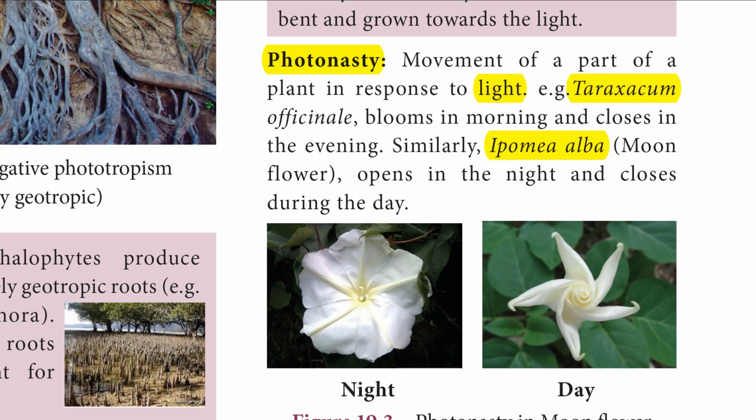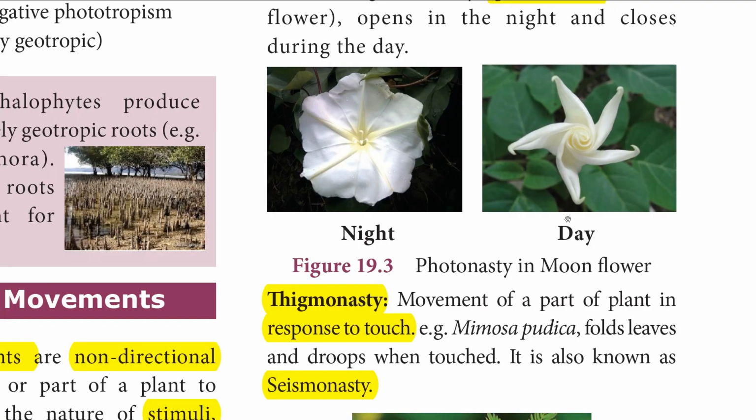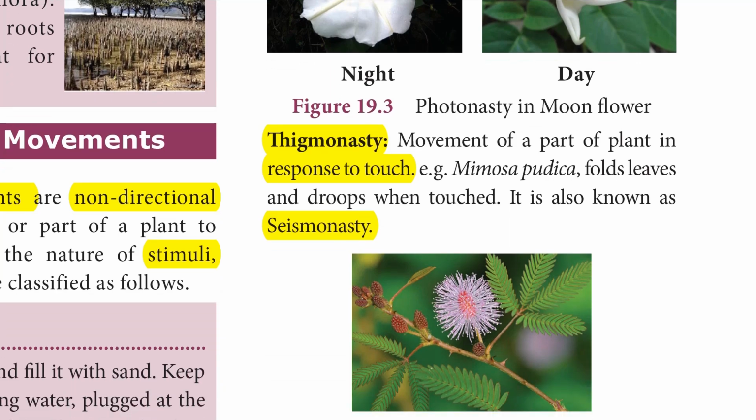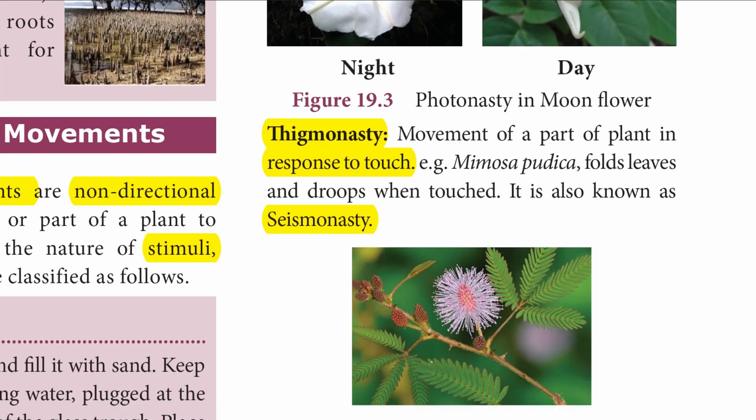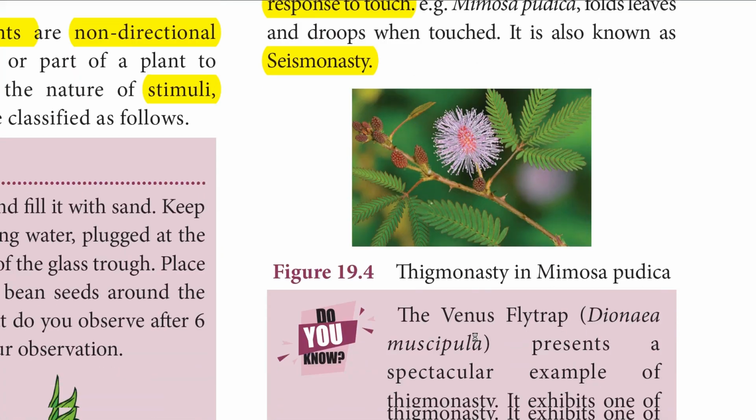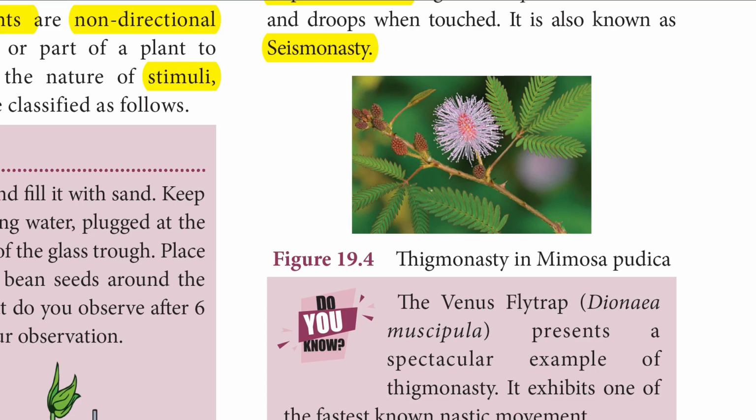So the movement of the plant in response to the light, whether it is moonlight or sunlight. Next movement is called thigmonasty. So it's a very good example, Mimosa pudica. When you touch it, in response to your touch, the leaves will fold and it will droop down. The thigmonasty is also called the seismonasty. So this is the picture of the touch me not plant or the Mimosa pudica.